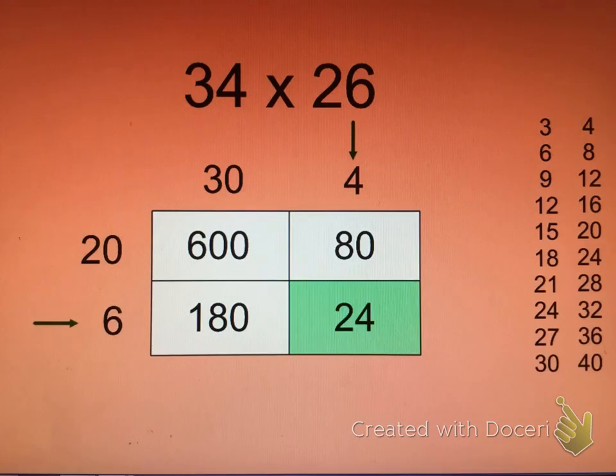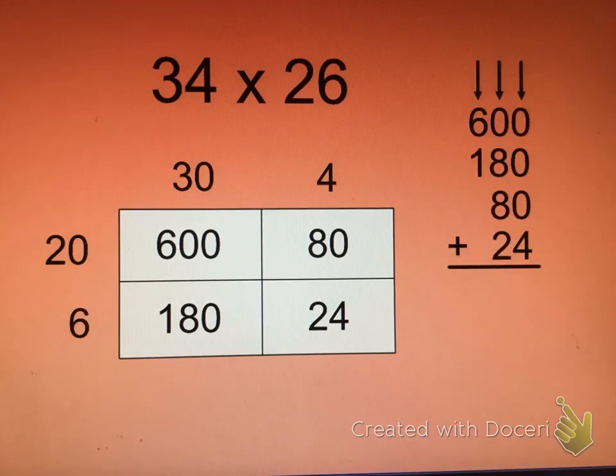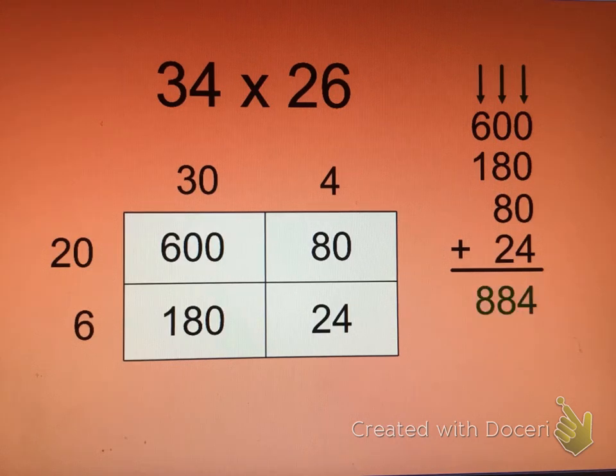So what's next? If you said, well, just add them up, you are correct. Very carefully write your 4 products, making sure to line them up according to their place value. Add carefully, you'll see that your answer is 884.